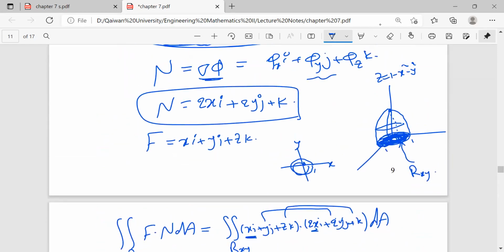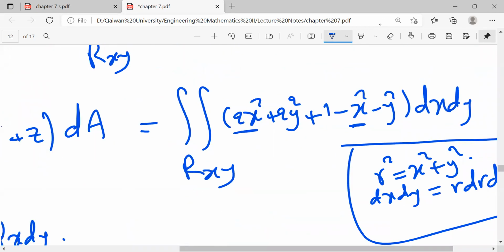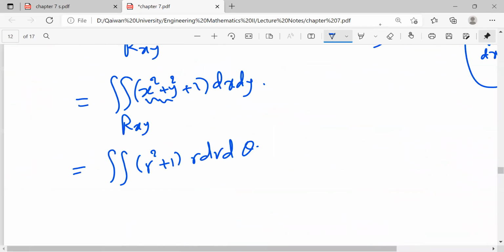And r is from 0 to 1, is it? r is the radius for the circle. Let me make it bigger. We have this circle, its radius is 1. So r equals 1. And theta is from this angle to here, that is from 0 to 2 pi. So the limits for the integration: first we have r, from 0 to 1, and then theta from 0 to 2 pi.